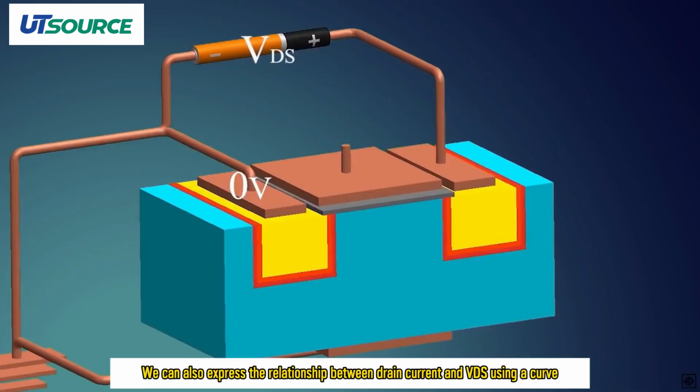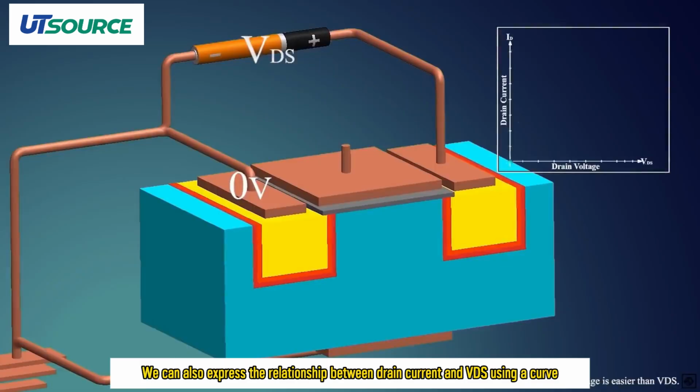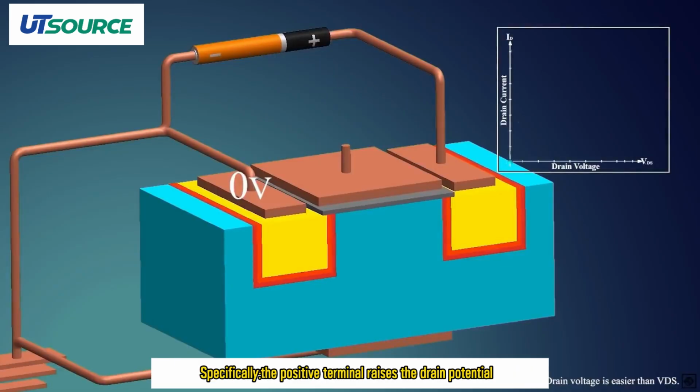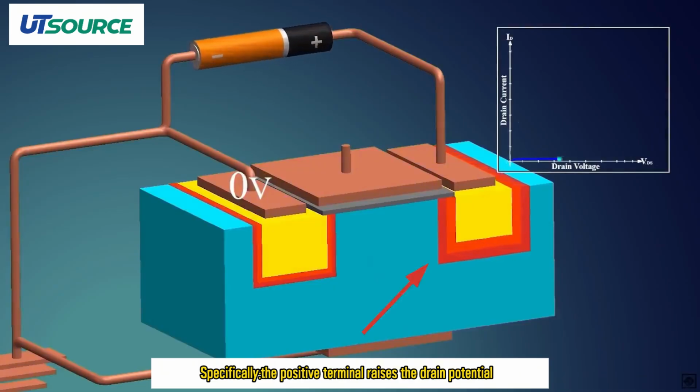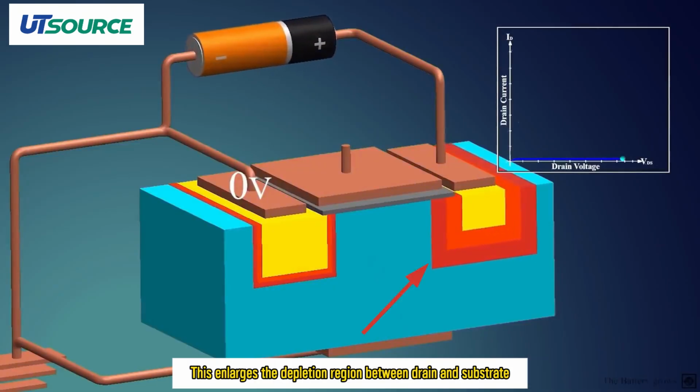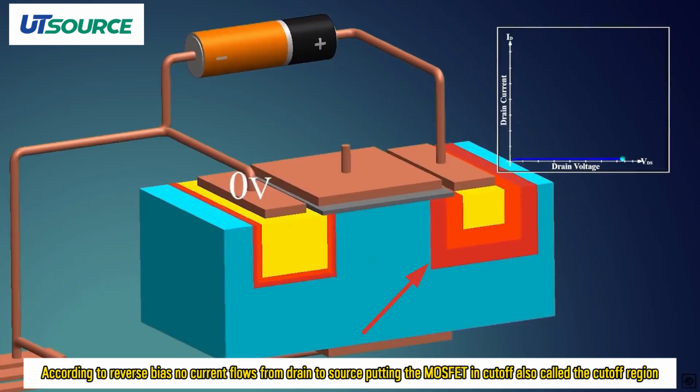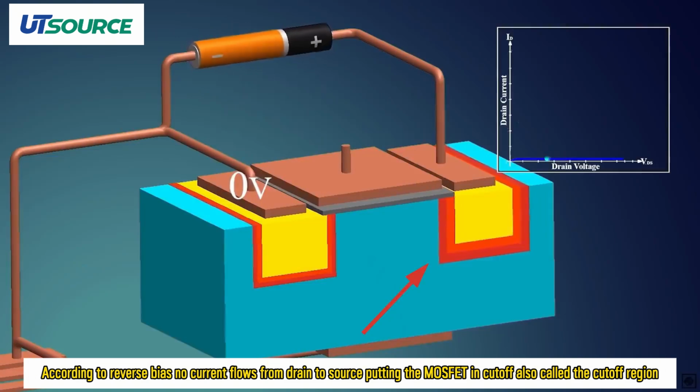We can also express the relationship between drain current and VDS using a curve. Specifically, the positive terminal raises the drain potential. This enlarges the depletion region between drain and substrate. According to reverse bias, no current flows from drain to source, putting the MOSFET in cutoff, also called the cutoff region.